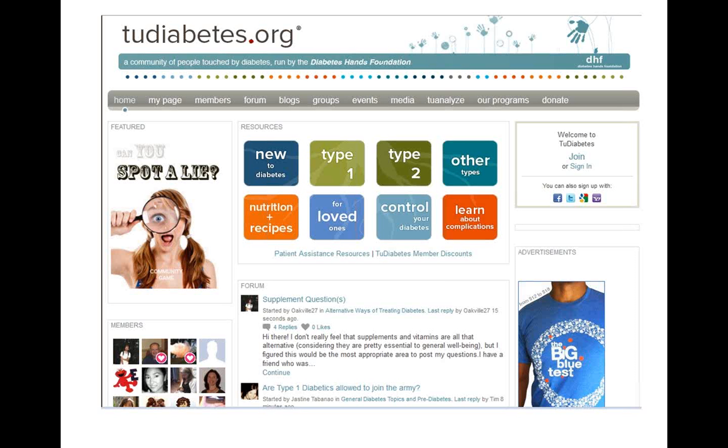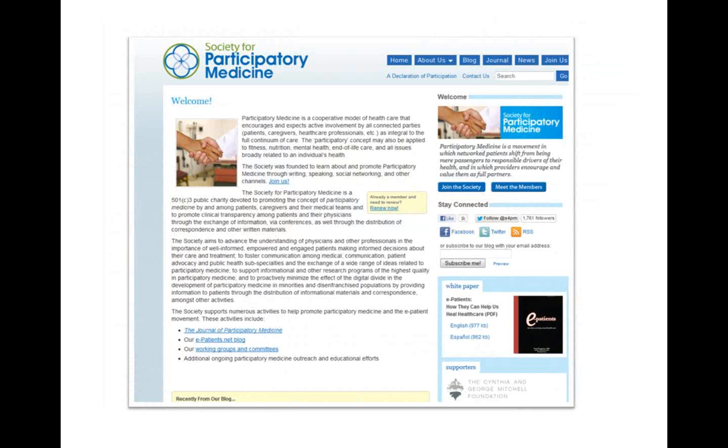TuDiabetes is another social networking site for people with type 1 and type 2 diabetes to connect with each other and to learn how to cope with this chronic disease. And there are many different ways that people use this site, again, to get support for each other. Social networking sites like these support a movement that's known as participatory medicine, where networked e-patients shift from being mere passengers to responsible drivers of their health, and where providers can encourage and value them as full partners. People living with chronic and rare conditions are more likely to be e-patients and benefit from this peer support and taking control of their health care.